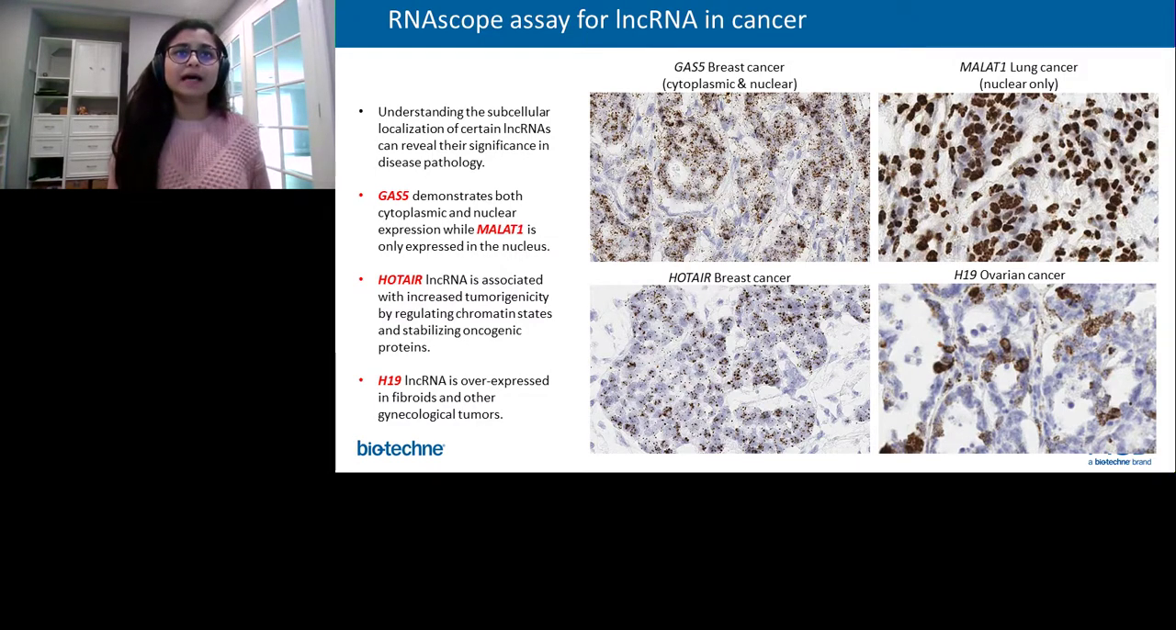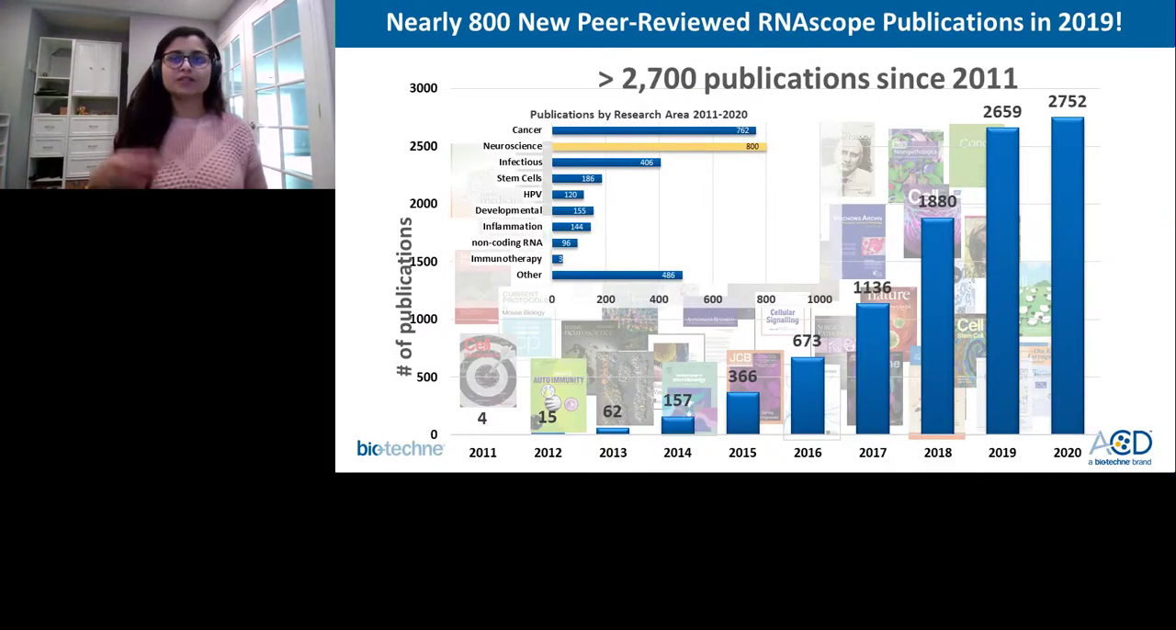We have been applied across various research and application areas, and the adoption of our technology is clear from this graph, which indicates the number of publications that we have using RNAscope. Currently, we have over 2,700 publications, and they have been published in different research areas, with cancer, neuroscience, and infectious disease being our top 3.